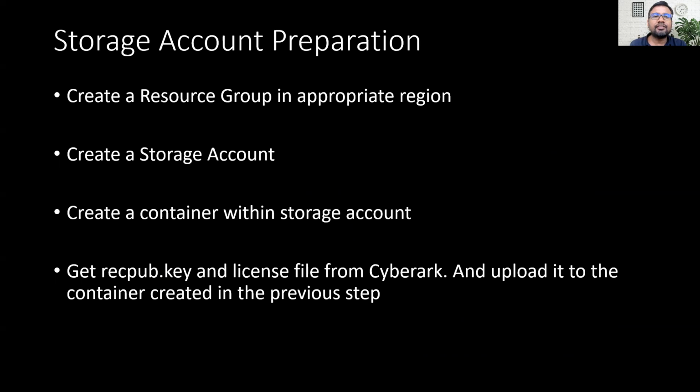So the next step is the storage account preparation. On Microsoft Azure, the first thing you have to do is create a dedicated resource group. And then within the resource group, there is a need to create a storage account. And within the newly created storage account, you have to create a container. And within this container, first of all, you can upload your recpub.key and the license file. Both of these files, you can get from the CyberArk team. So once you are done, then you can move on to the next step.